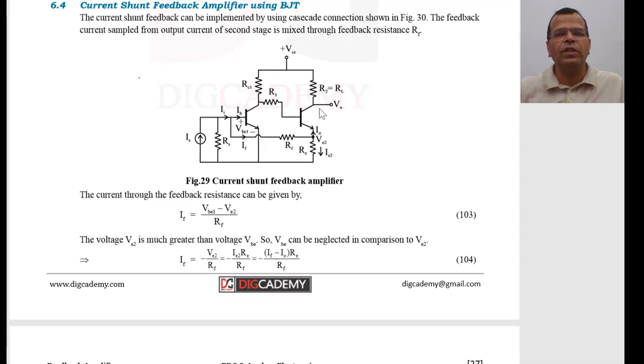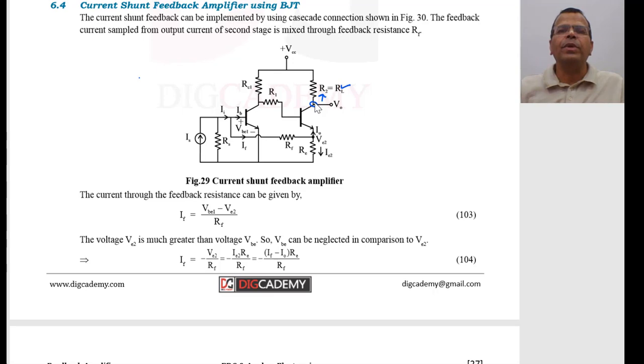The output of this circuit is taken from the collector circuit. You can see output is taken from collector of the second stage, that is output stage. And interestingly, the resistance connected in collector of the output stage is load resistance, this resistance. Fine. So this collector current is nothing but load current.